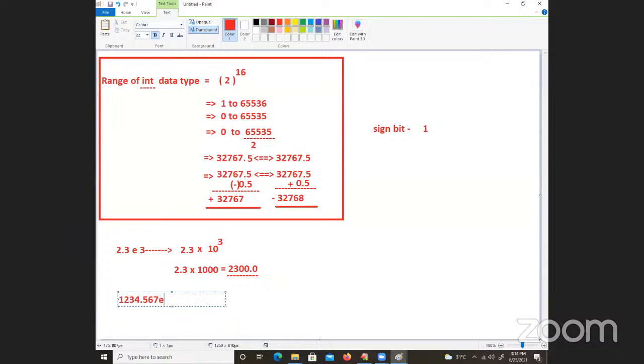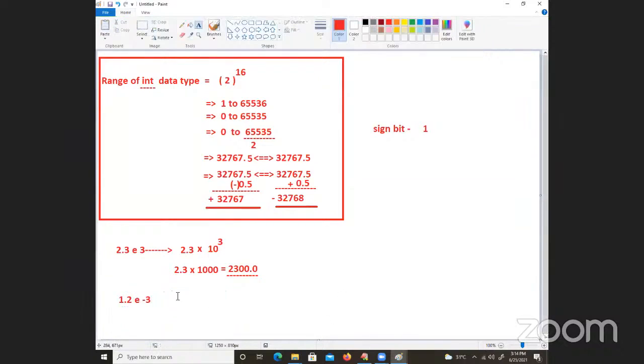123.4.567 E minus 20, minus 30. You will get minus 30. Here I got 3 E3. 3 means positive. Suppose one more point, I will say 1.2 into E minus 3, I said minus 3.